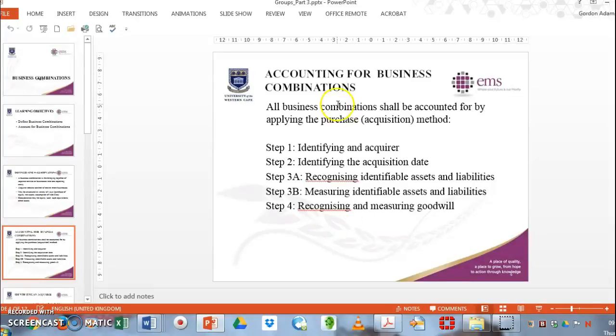So how do we go about accounting for the business combination? The 5 following steps will be used in accounting for the business combination. Step 1, identifying the acquirer. Step 2, identifying the acquisition date. Step 3A, recognizing identifiable assets and liabilities. Step 3B, step 4, measuring the identifiable assets and liabilities. Step 5, recognizing and measuring goodwill.